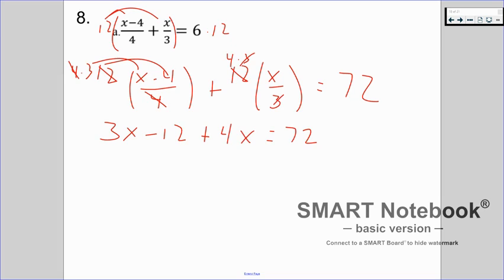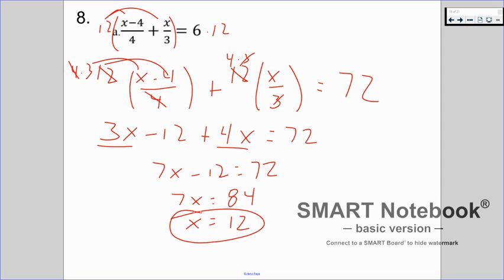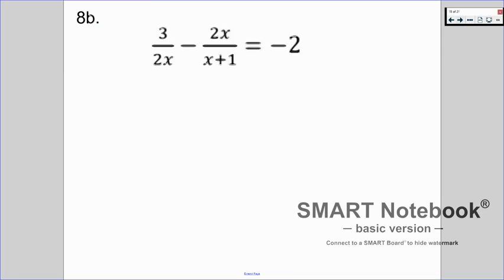So now I just have to simplify and solve. So I've got 3x and 4x, so together that's 7x minus 12 equals 72. I'm going to add 12 to both sides, and I get 7x equals 72 plus 12, which is 84, and then divide by 7, and I get x equals 12. And I plug it in, and I'm going to get (12 minus 4) over 4 plus 12 over 3, and indeed that does check. So there's my answer. Next one's going to be a little tougher.